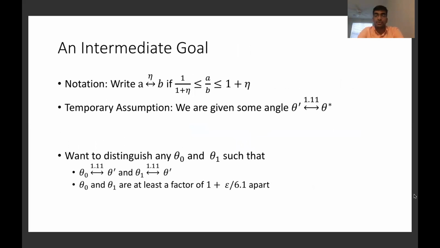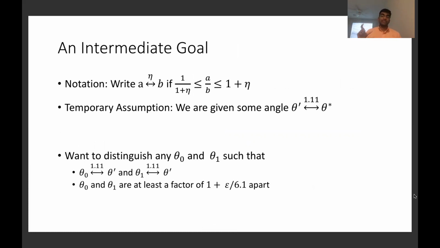So that's how we can distinguish one pair of angles, but we need to do a little bit more than that. So our overall goal is to determine theta to some factor of epsilon.